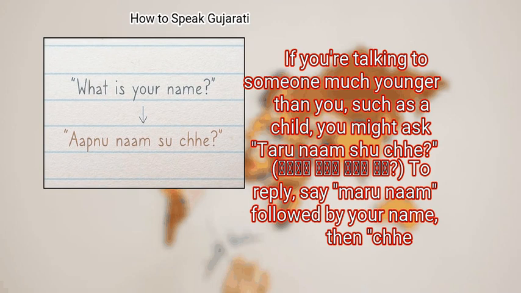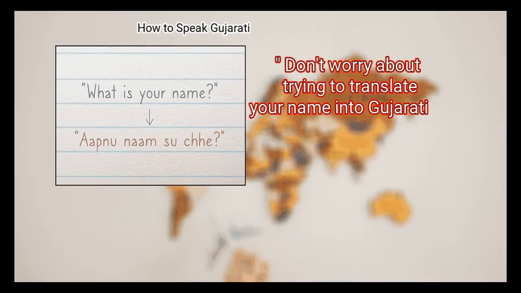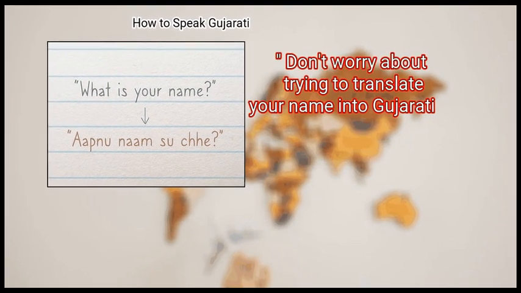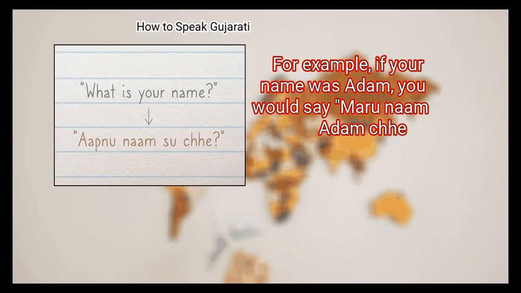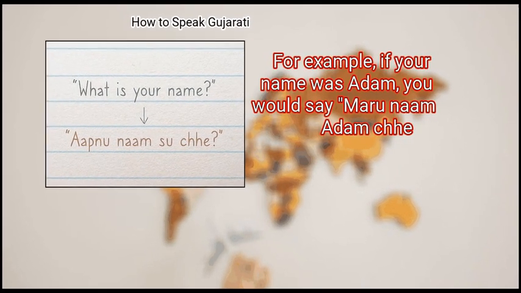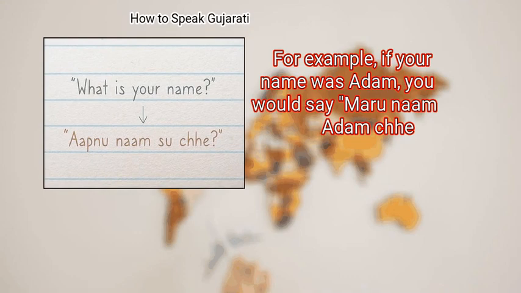To reply, say, Maru naam, followed by your name. Then, che. Don't worry about trying to translate your name into Gujarati. For example, if your name was Adam, you would say, Maru naam Adam che.